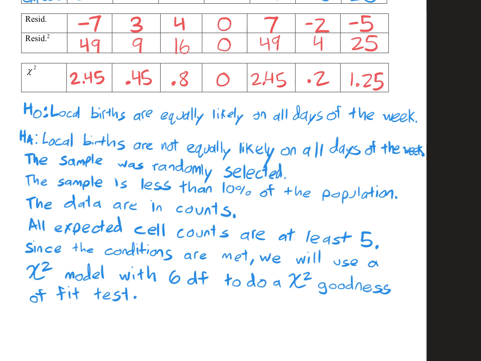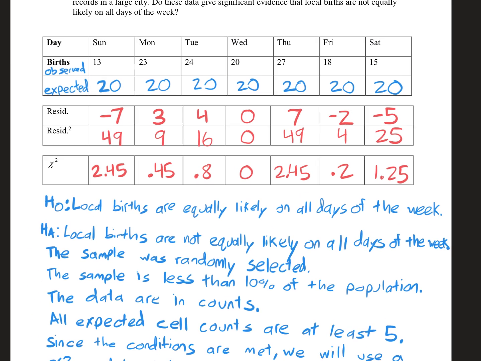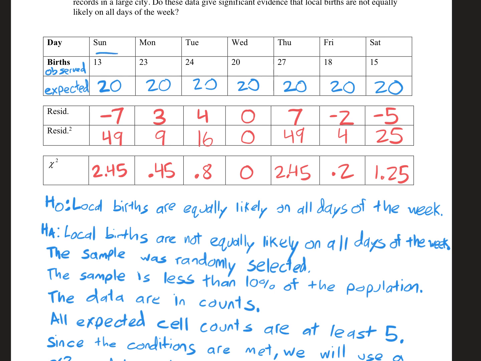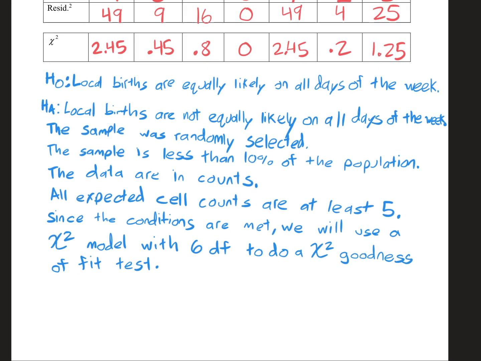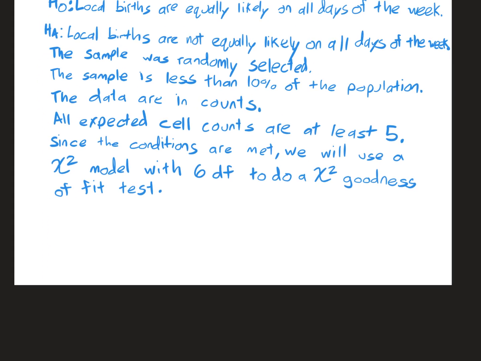All right, so now let's go to the calculator. Go ahead and put these observed values in L1, and then put the expected values in L2. I recommend you pause the video now while you do that. All right, and then once you've entered in the data, you're going to go to Stat, Tests, and it's letter D, chi-square GOF, which stands for goodness of fit.